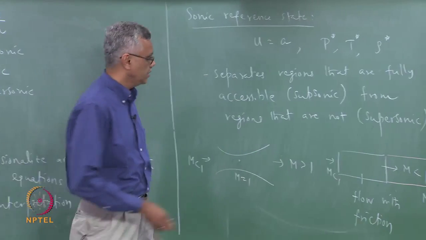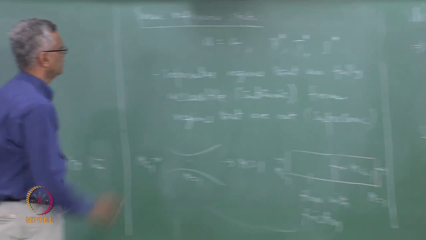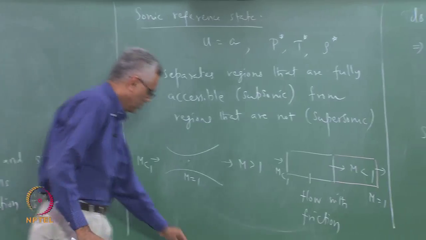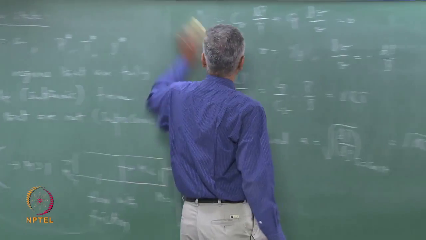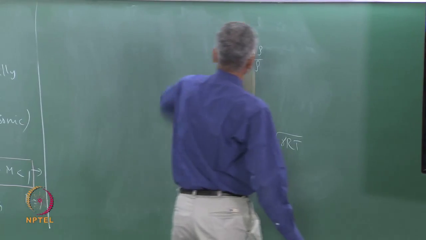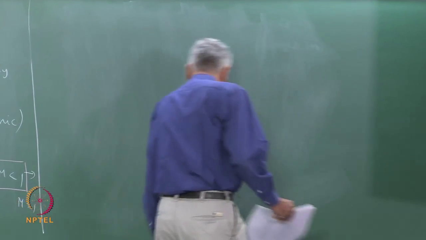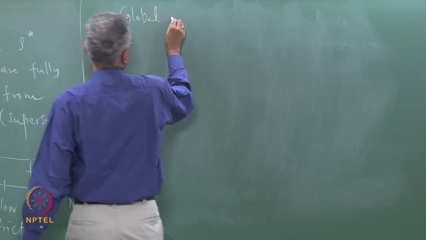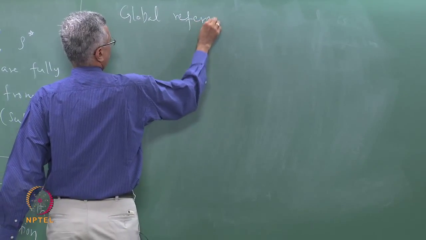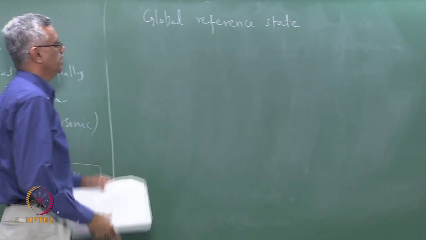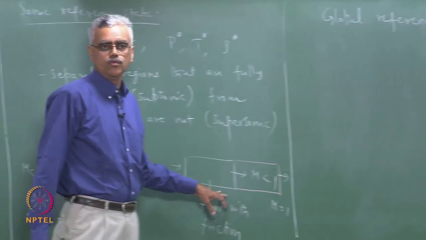Okay. And another important thing about the sonic reference state is that this is a global reference state. Okay. The sonic state is a global reference state in the sense that it can appear only in one or two locations in the flow. Right. It is a global reference state, because it will appear in one or two locations in the flow field.